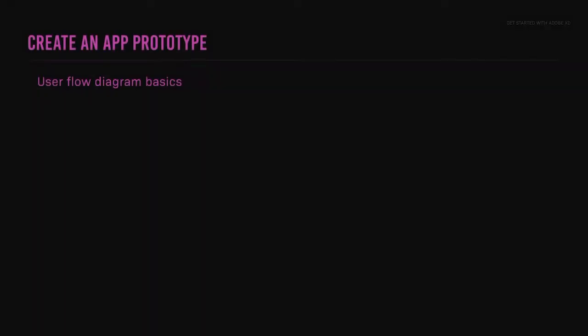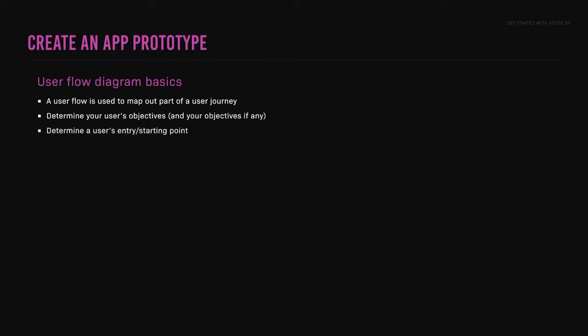So let's cover user flow diagram basics. A user flow is used to map out part of a user journey. It's similar to a task flow, although it allows you to branch out and show user decisions. It helps to determine your user's objectives and your objectives if there are any. It determines users' entry and starting point.